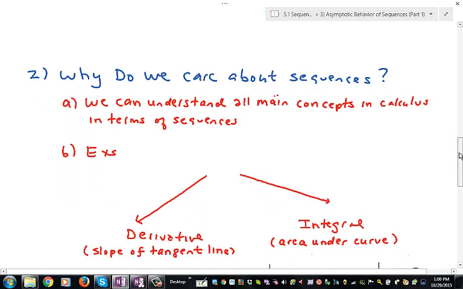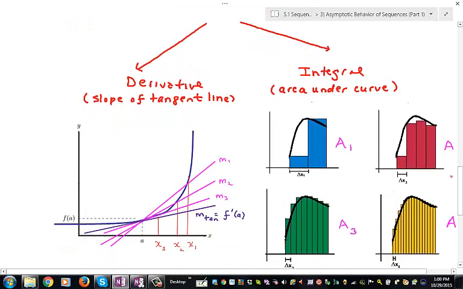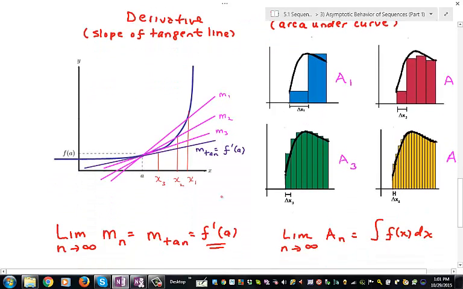So if we consider the derivative first, we might be interested in the derivative of some function f at some point x equal to a. And we know that geometrically, the derivative of f at a is equal to the slope of the tangent line at x equal to a. But how do we get the slope of that tangent line? Well, you might recall what we did was we set up a sequence of secant lines where this other endpoint of the secant line kept moving closer and closer to a.